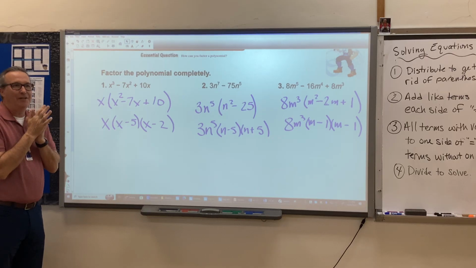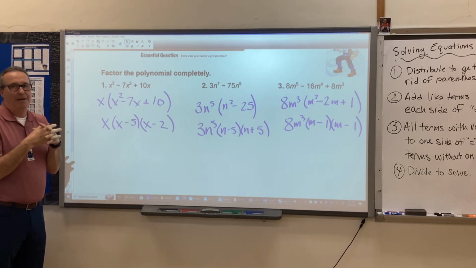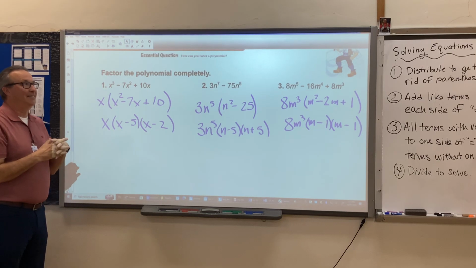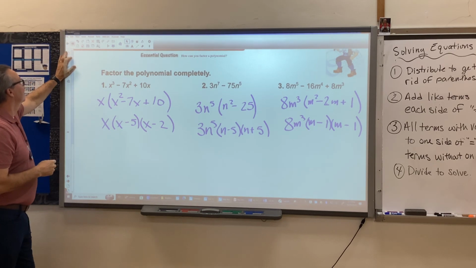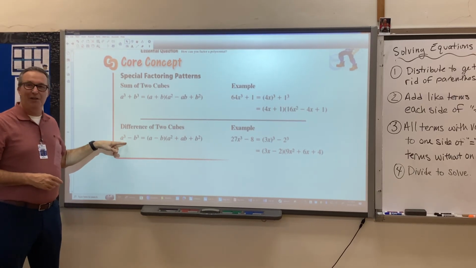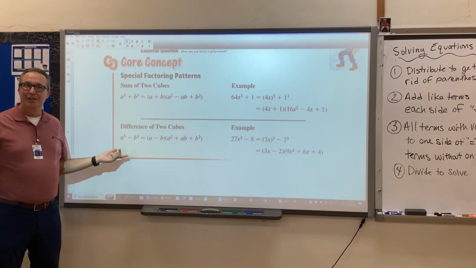Ready to factor? It's not going to be the whole test, it'll just be half of the test. Could be your best test ever. That's what I'm saying. Sums of cubes, difference of cubes, you guys remember doing those? Those are fun.